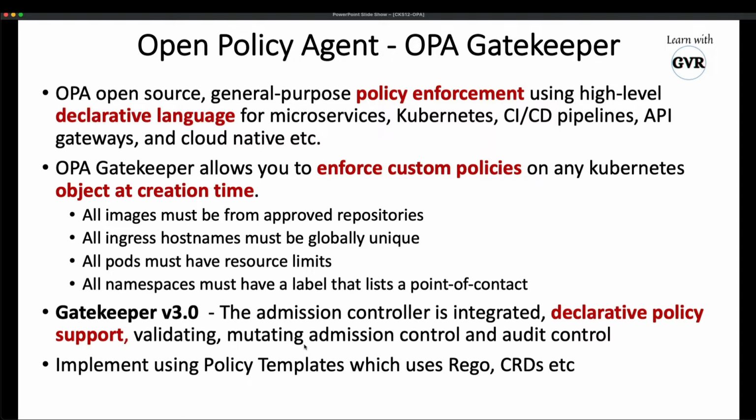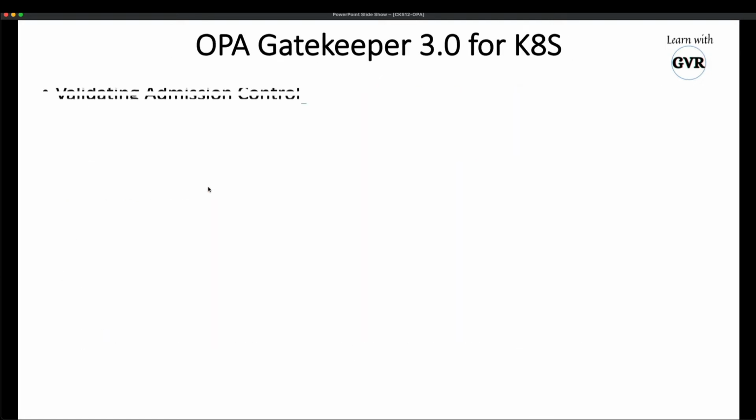So then how will this work? Basically Gatekeeper is implemented using policy templates. A policy template internally uses Rego, which is a language, and CRDs, which are custom resource definitions. These are all used internally by Gatekeeper, but you need not know much about Rego and CRDs. But if you want to know about CRDs, there is a video I created, just go and refer to it. Now the next slide.